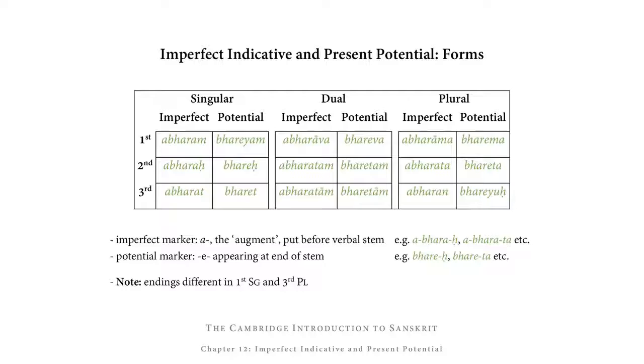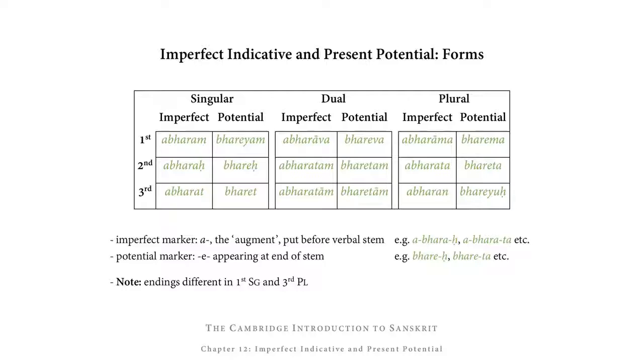When we continue to the plural, we see in the imperfect, again, our augment a at the beginning, then exactly the same stem as in the present, para, para, para, and our new imperfect endings, namely ma, ta, and n.